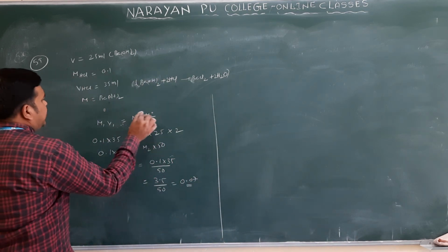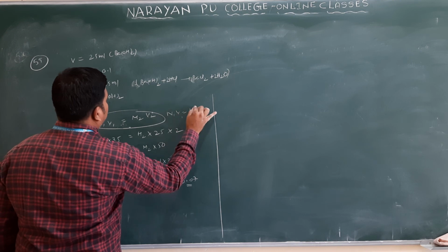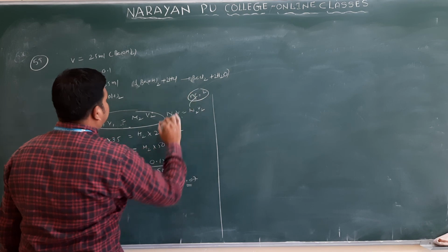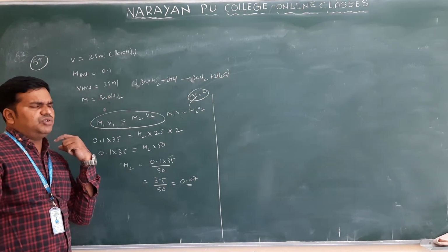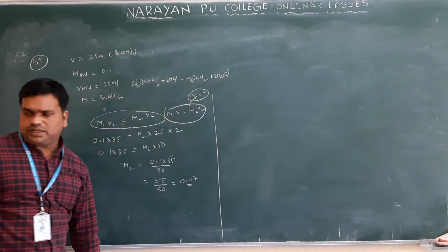Or you can convert this and write it in the form N1 V1 is equal to N2 V2. If you find the N factor for barium hydroxide, you can use it. Generally we use M1 V1, but if the N factor gets cancelled, we can definitely use N1 V1 is equal to N2 V2.